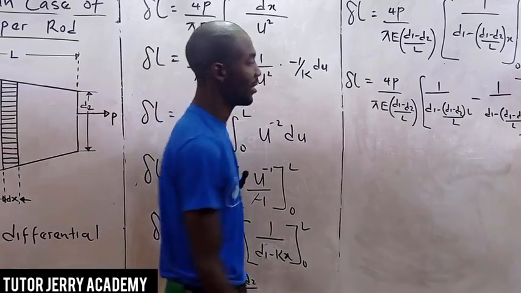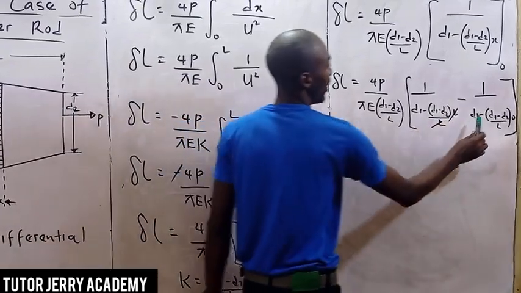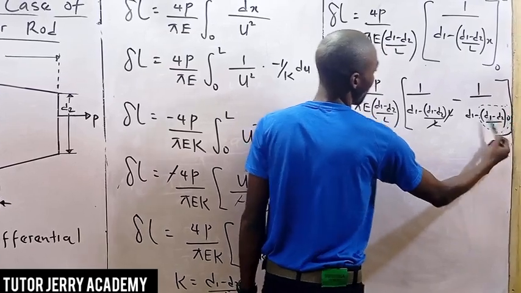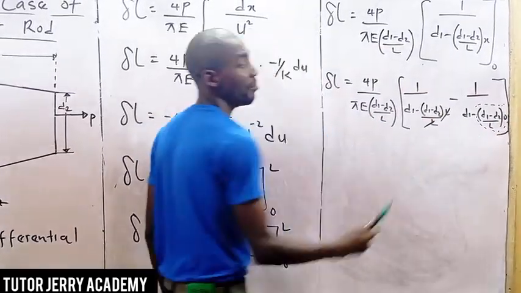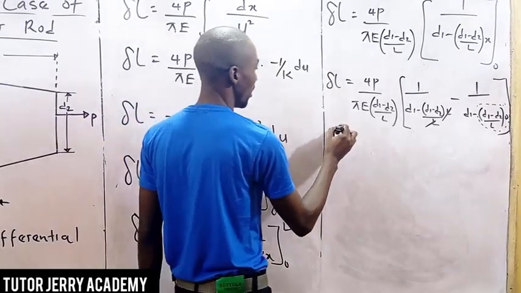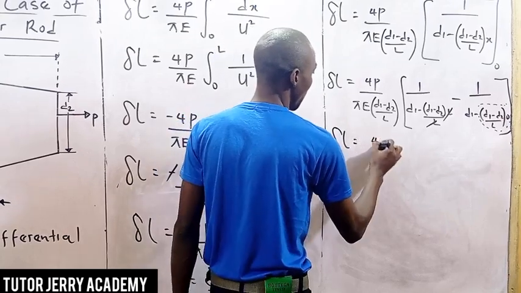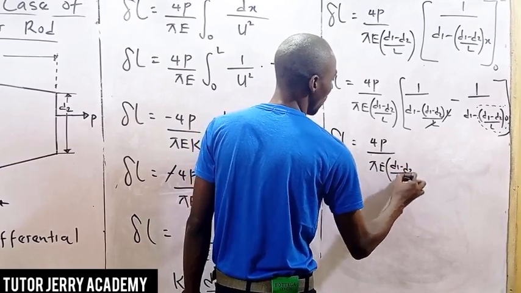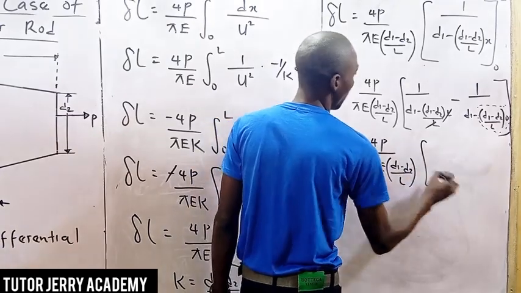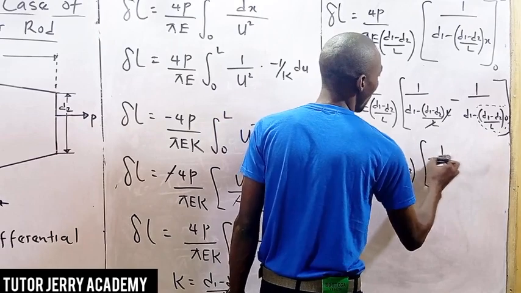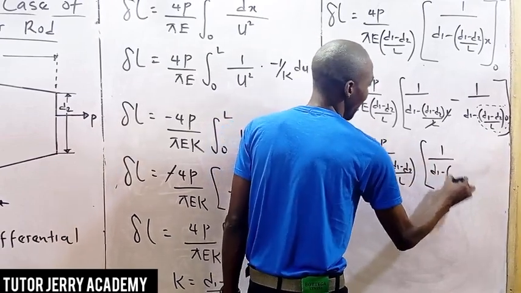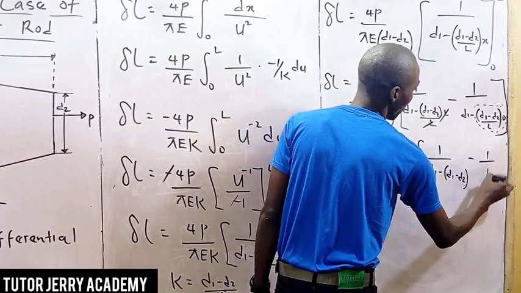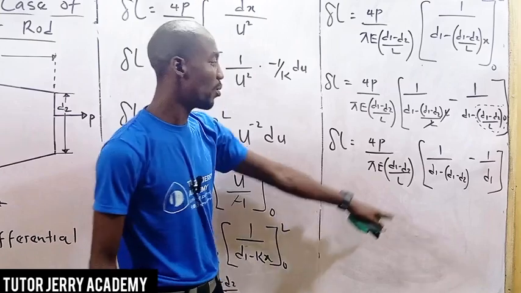All right. You observe that this L here, we cancel out this L. Then everything here becomes 0, because 0 multiplied by this bracket is 0, 0 divided by L is 0. So from there, we can therefore say the dL will be equals to 4P all over pi E into D1 minus D2 L all over L into, then we'll be left with 1 all over D1 minus D1 minus D2 minus 1 all over D1. So from here, we'll clear the bracket.